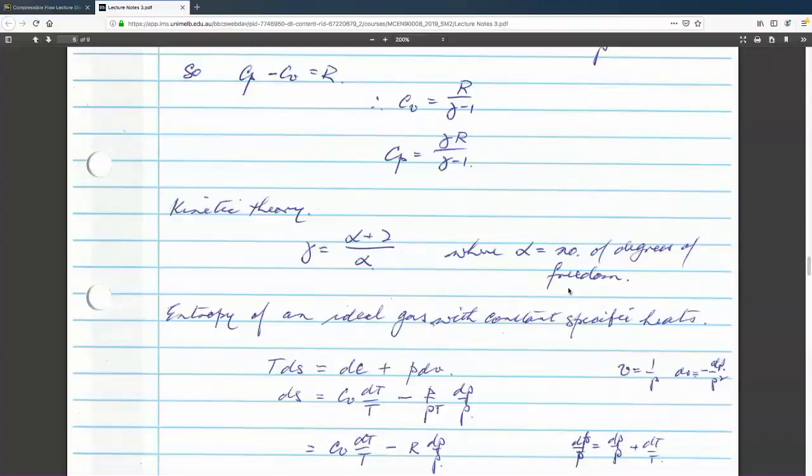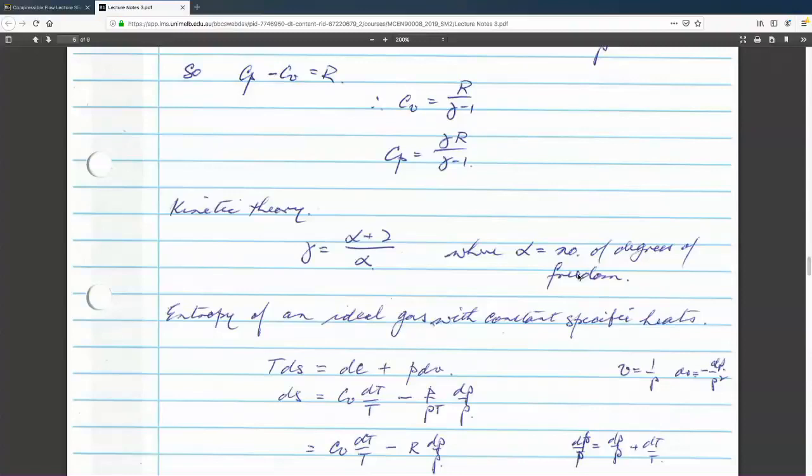Well, you need to know it. You need to know that kinetic theory gives you this result, where alpha is the number of degrees of freedom. So how many degrees of freedom has a monatomic gas like argon got? How many degrees of freedom? 5, 3, 2, 1? How many? Anybody know? Nobody knows? Good God. A monatomic gas has 3 degrees of freedom. It can go in this direction, or this direction.